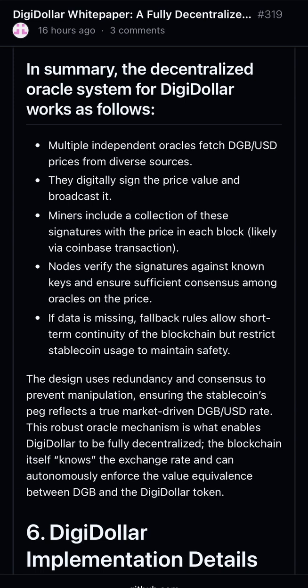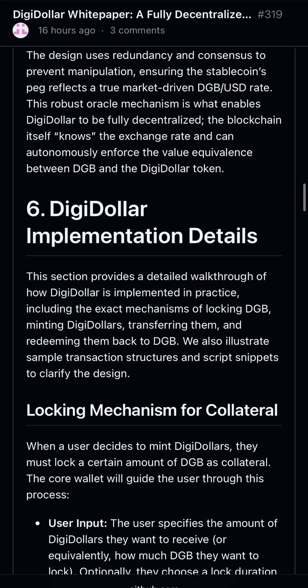If data is missing, fallback rules allow short-term continuity of the blockchain, but restrict stablecoin usage to maintain safety. The design uses redundancy and consensus to prevent manipulation, ensuring the stablecoin's peg reflects a true market-driven DigiByte rate. This robust oracle mechanism is what enables DigiDollar to be fully decentralized. The blockchain itself knows the exchange rate and can autonomously enforce the value equivalence between DigiByte and the DigiDollar token.